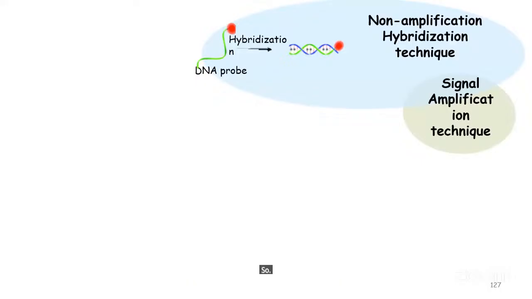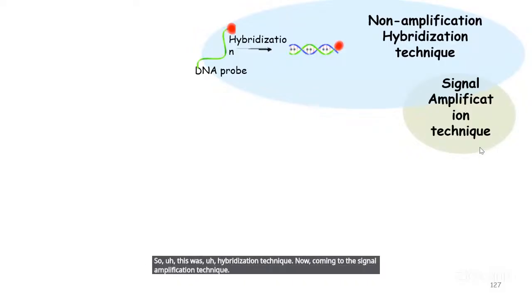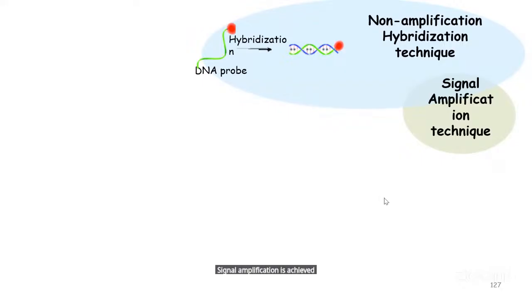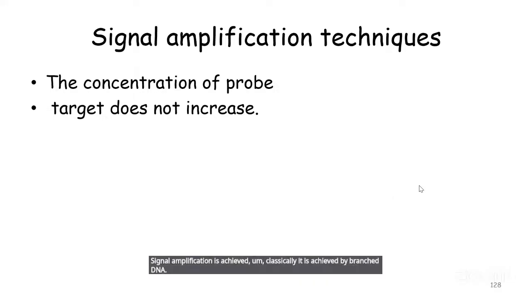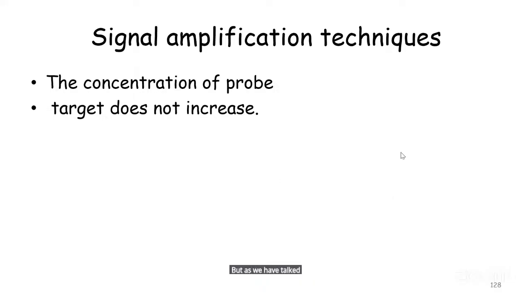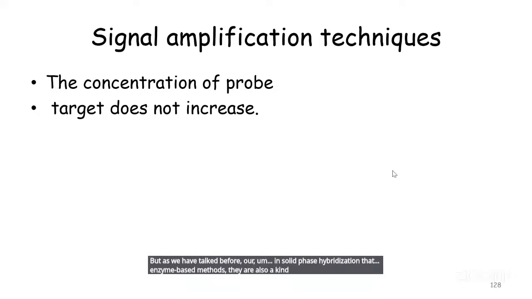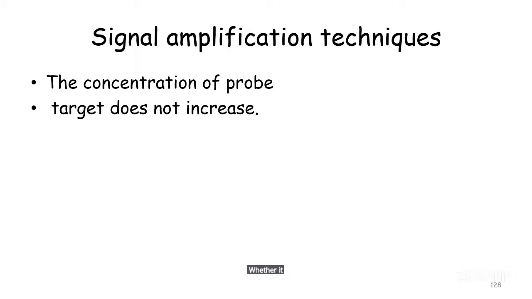So this was hybridization technique. Now coming to the signal amplification technique. Signal amplification is classically achieved by branched DNA. But as we have talked before, in solid phase hybridization, enzyme-based methods are also a kind of signal amplification, because the enzyme is not taking part in the reaction, it is just one molecule, but it is capable of producing more than one molecule, whether it is colorimetric or chemiluminescence. So that is also a signal amplification.